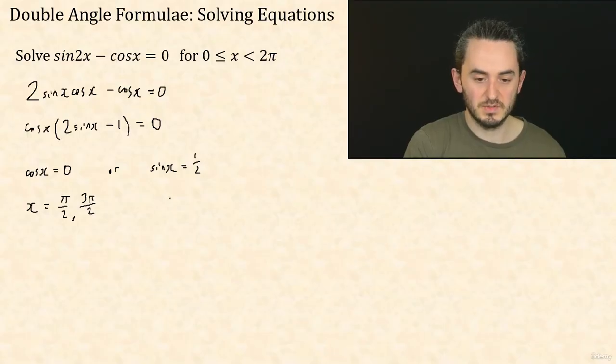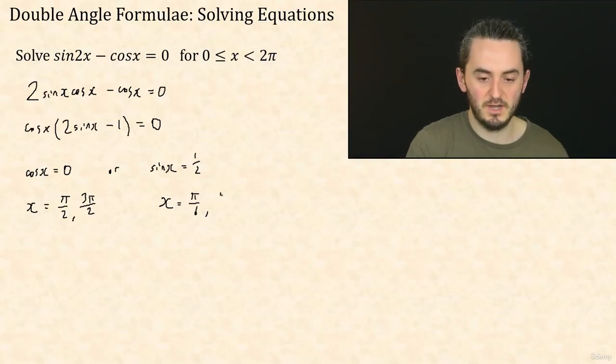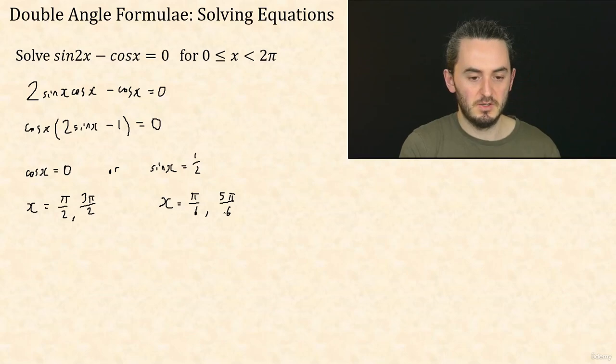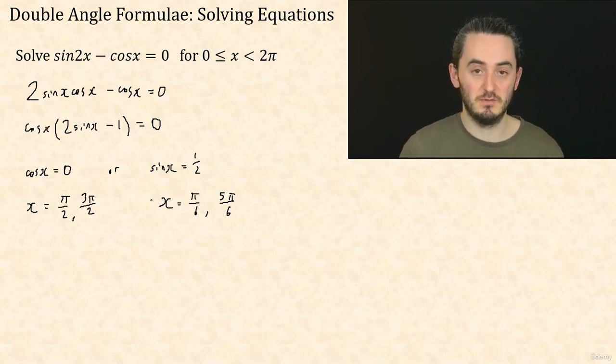And for sine x equals a half, again, it's handy to just know these. It's pi over 6 and 5 pi over 6. So of course you can use your calculator if you need. All right, there we go. So that's how you can use double angle formulae to help you solve equations. We'll look at a few more examples in the next video.